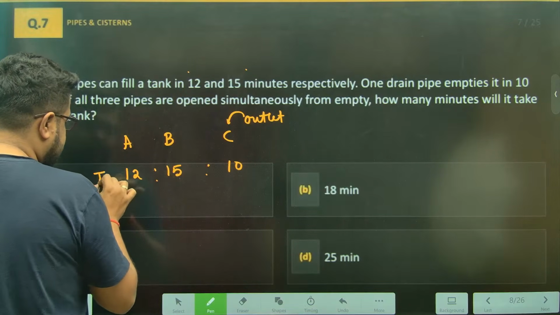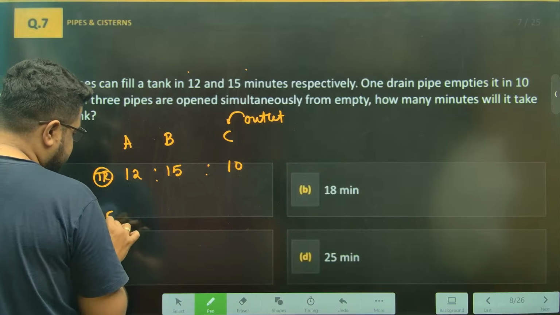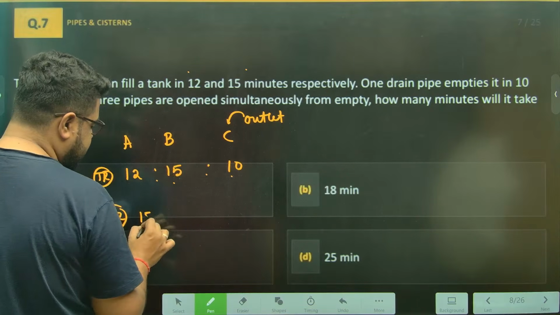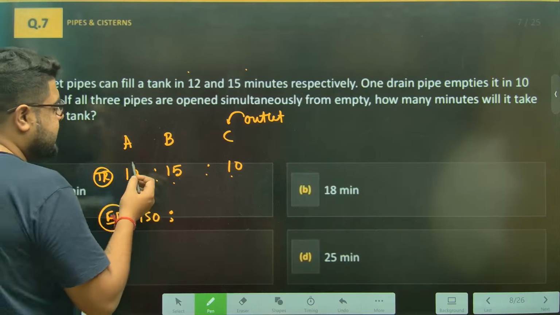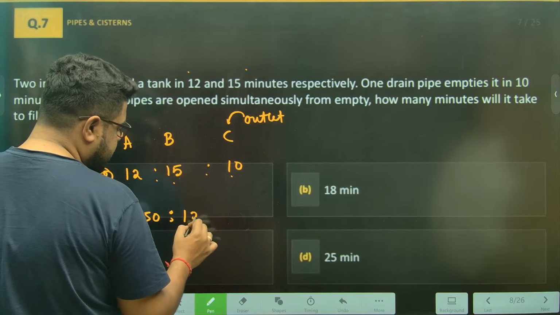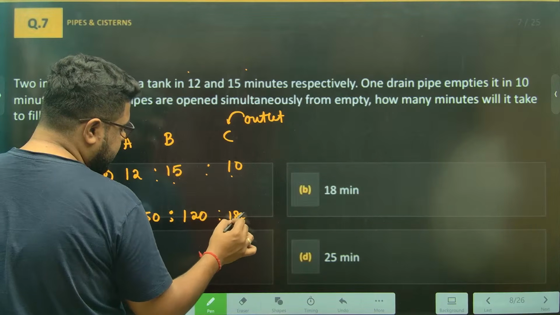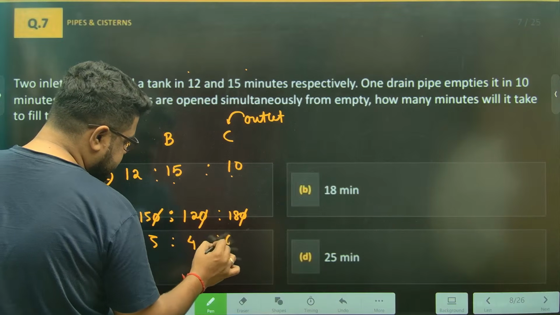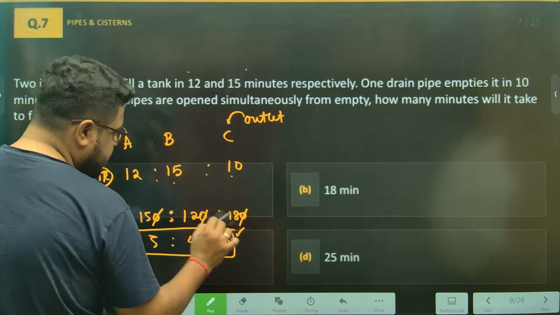So this is TR. What will ER be? Efficiency ratio. 15 into 10, 150. I'm taking the inverse ratio. Then 12 into 10, 120. Then 15 into 12, 180. Zeros gone: 5, 4, 6. This is your efficiency ratio.